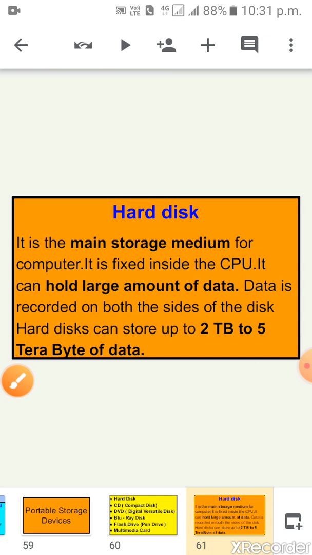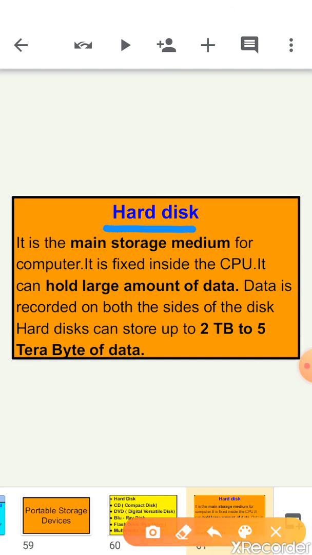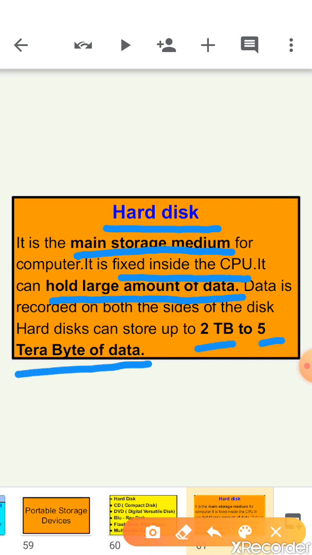Now children, number 1 is hard disk. Children, you all know about hard disk. It is the main storage medium for the computer. It is fixed inside the CPU. It can hold large amount of data. Data is recorded on both the sides of the disk. Hard disk can store up to 2 terabytes to 5 terabytes of data.